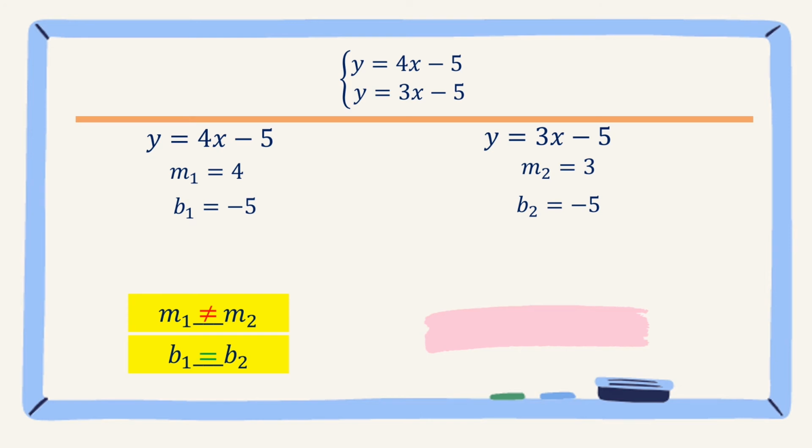So if the given system of linear equations has unequal slopes and equal y-intercepts, then that is a consistent and independent system, which means that the lines will intersect.